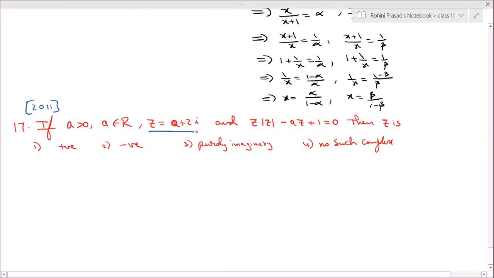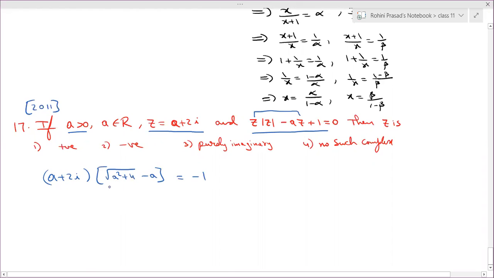They are only given that z equal to a plus 2i and a is a positive value. They are given this relation satisfied by z. If you substitute that z equal to a plus 2i, so if you take this z common, a plus 2i into mod z minus a. Mod z is under root a square plus 4 minus a plus 1 equal to minus 1.